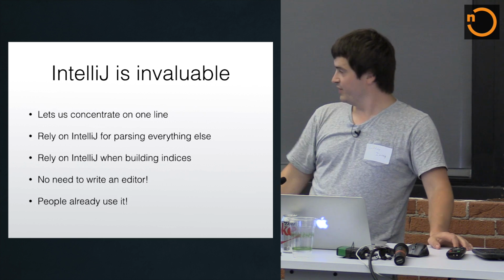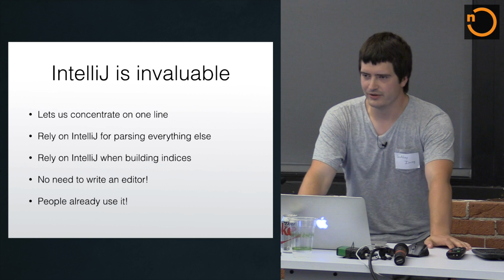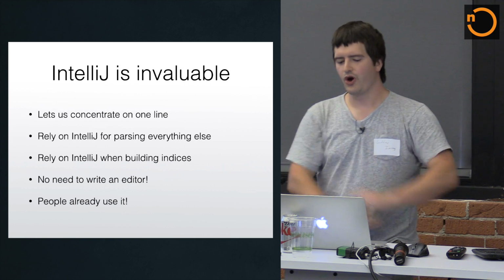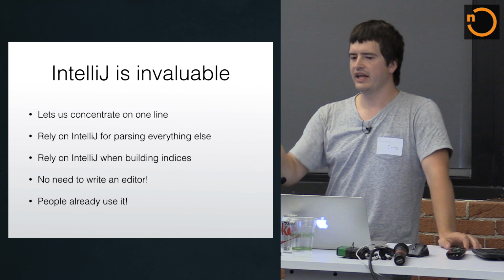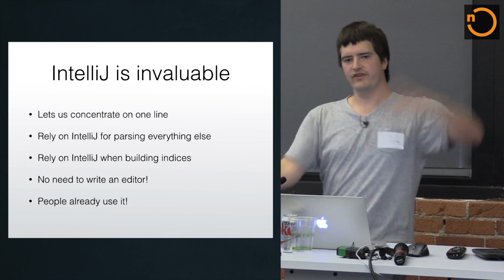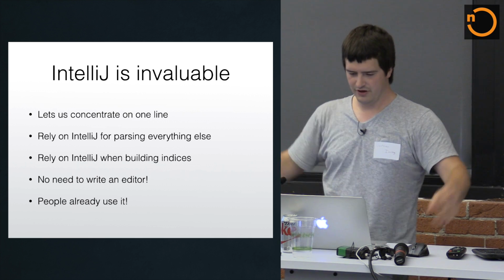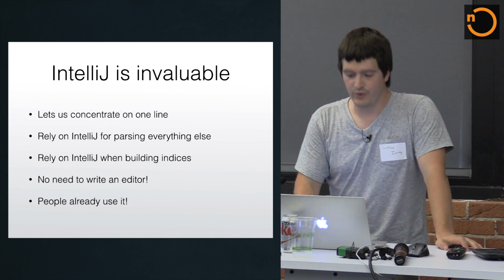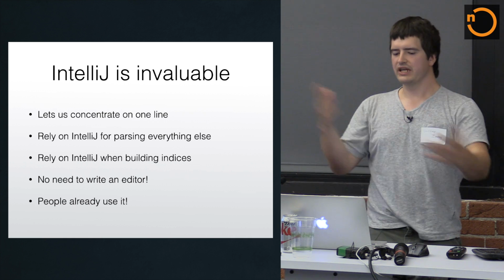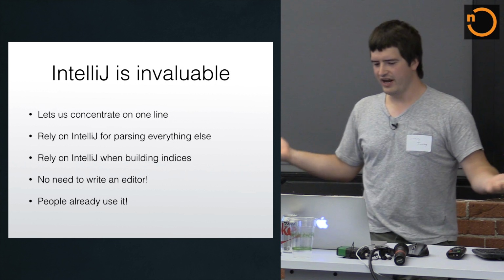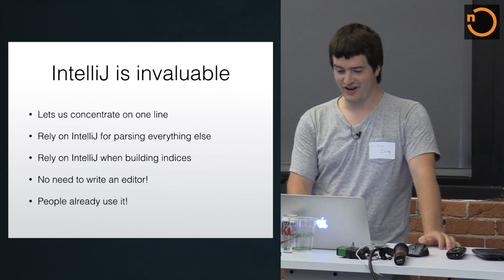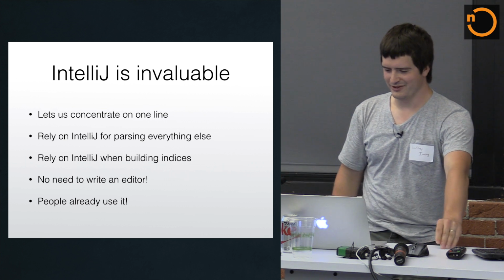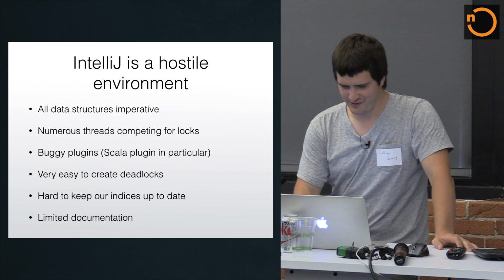But on the other hand, we could not have done this without IntelliJ. We are using so much of their infrastructure. So we can deal with one line and let IntelliJ do everything else, including all of the other projects and the build system and on and on. We rely on IntelliJ for parsing and for building indices. We don't have to write an editor, and of course, people are already using it, so we don't have to convince them to switch editors, which we would never be able to do. So IntelliJ is great, despite these flaws.